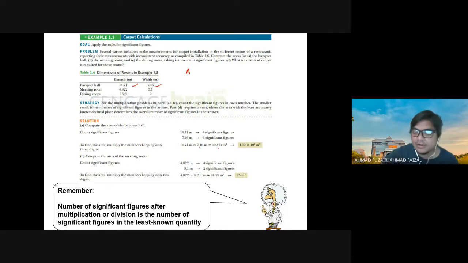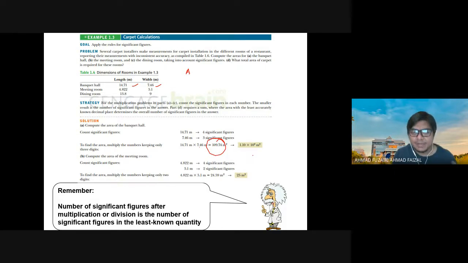Make sure you have your calculator in front of you, and then you can use that calculator to calculate whatever I'm showing here. Because when you punch in your calculator, you will easily get the idea of calculating, because that is very important. At least you'll be more confident in settling the questions, right? So 14.71 times 7.46, you will get 109.74.